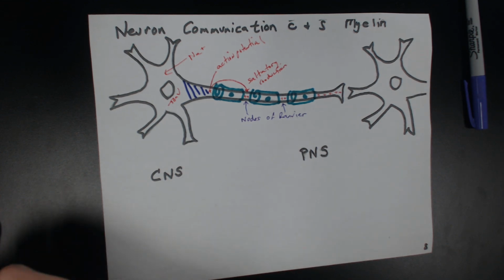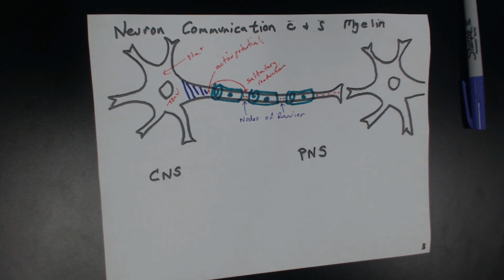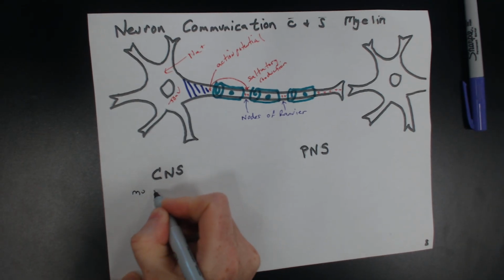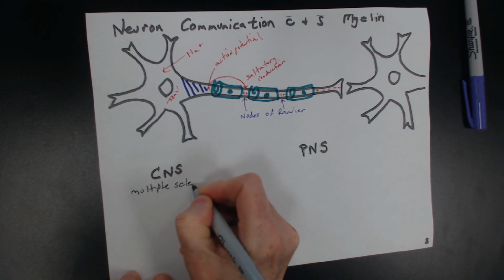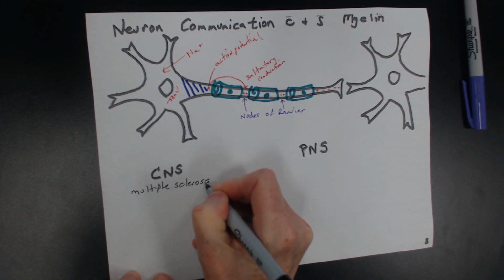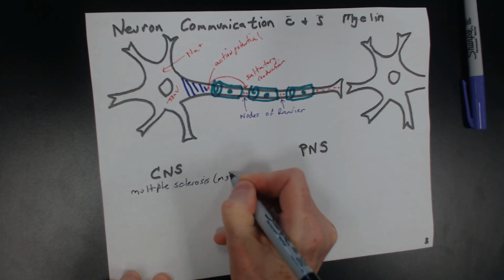On the CNS side, we're going to start over here. For CNS, does anyone know of any demyelination disorders that affect the central nervous system? What's the main one? What's going to affect the oligodendrocytes and cause demyelination in the central nervous system? Go ahead. MS, yes. Multiple sclerosis. Perfect. In the CNS, there's going to be a disease process known as multiple sclerosis, or MS.